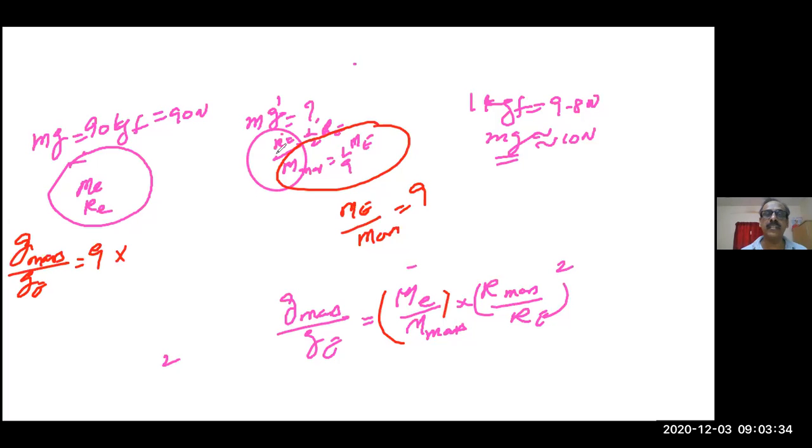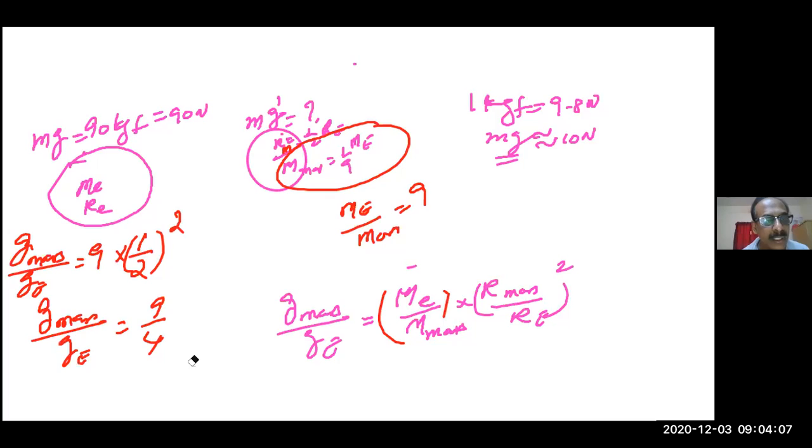Radius of Mars divided by radius of the Earth is 1 by 2, so 1 by 2 whole squared. Any doubt? 9 by 4. So g Mars divided by g of Earth is equal to 9 by 4. How is that possible? How is that 9 by 4?